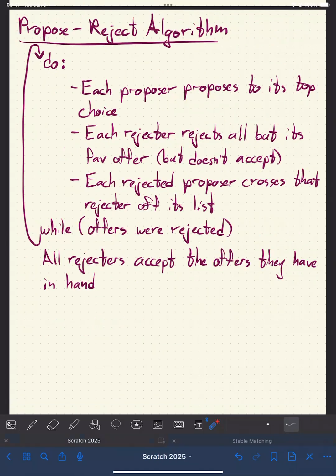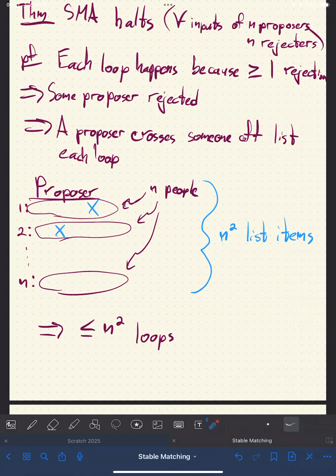Because this condition happens, that means an offer was rejected, which means a proposer crosses someone off the list, and that can only happen as many times as there are list items to cross off. So this is the proof.